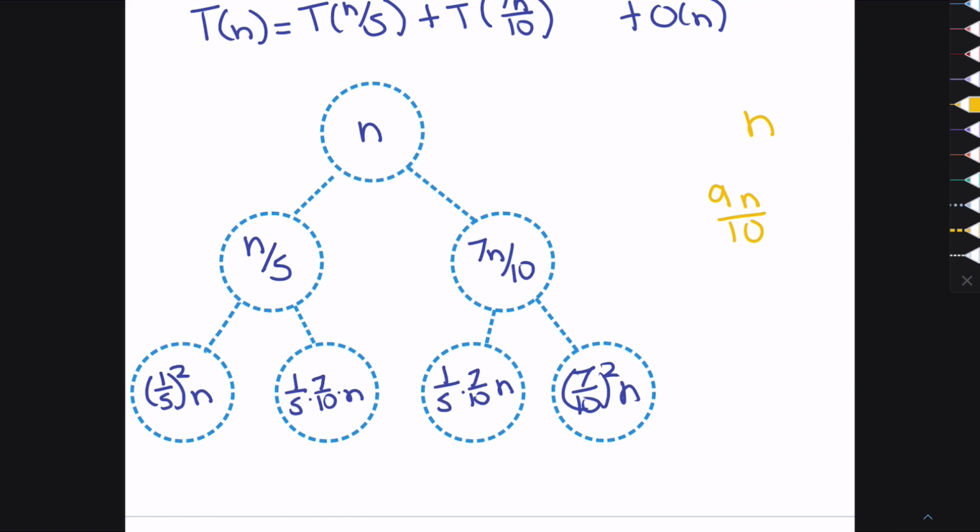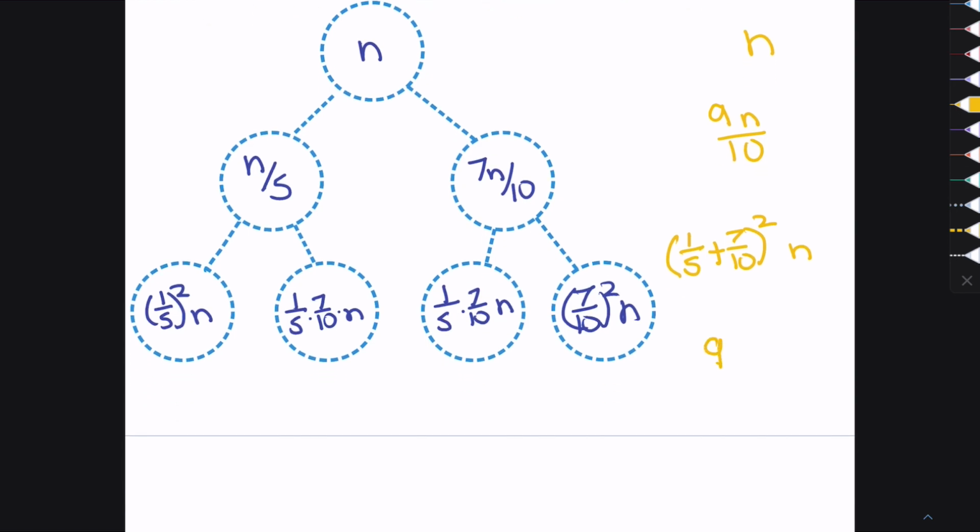And one nice way to see, so obviously this is a little bit funkier than usual, but you can look at it this way. It's kind of clear that what this is doing is it's taking (1/5 plus 7/10) squared times n, because you have one set of 1/5, 7/10 from the earlier level, and each of those is breaking down into a 1/5 and 7/10. So it's really (1/5 plus 7/10) squared, cubed, fourth, which is 9n over 10. So you're getting a bunch of these 9 over 10 to the i, times some n, for all these various values of i.